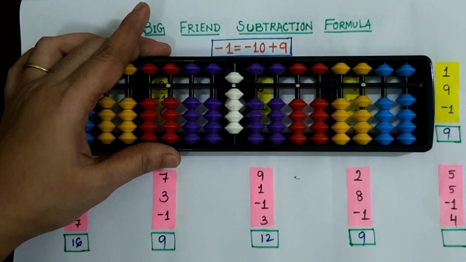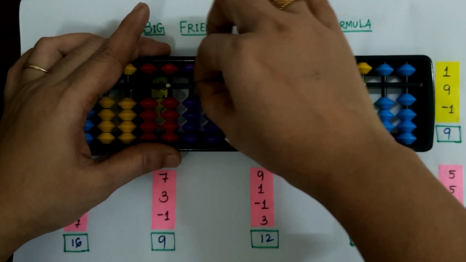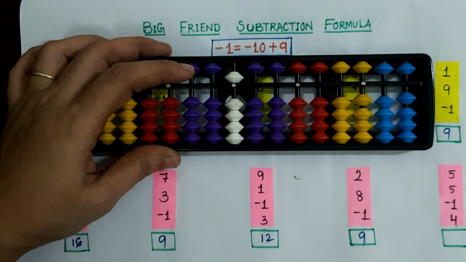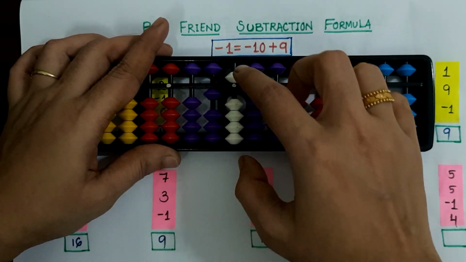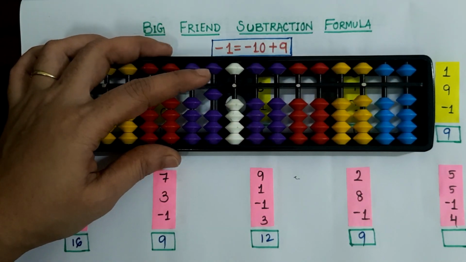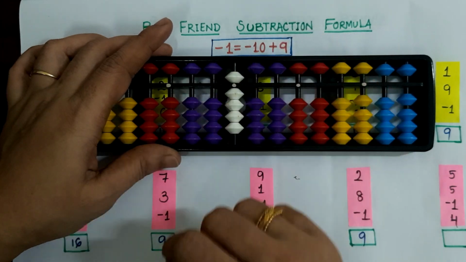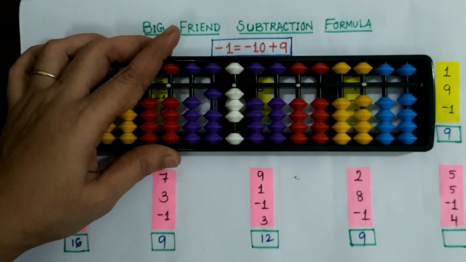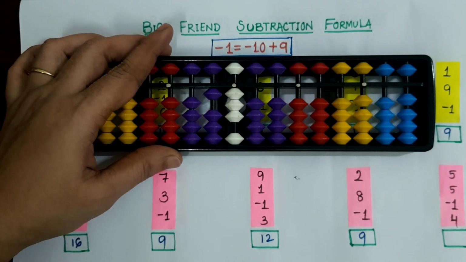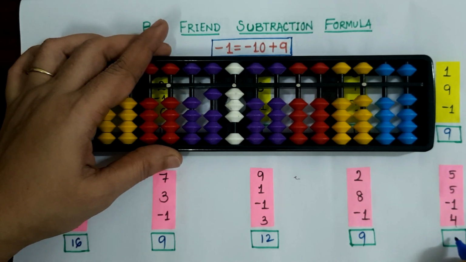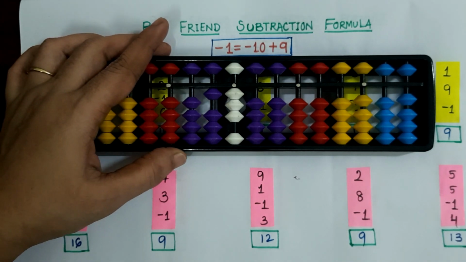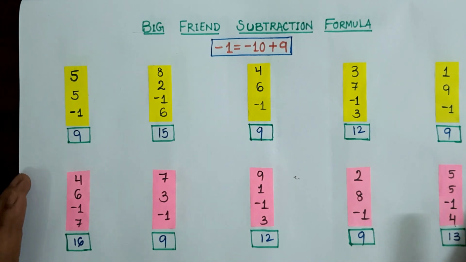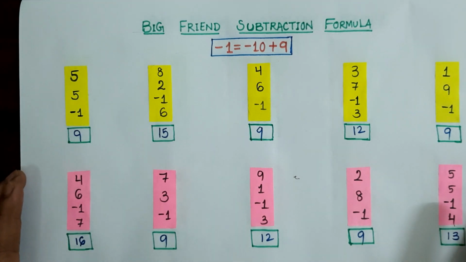The last sum is 5 plus 5 minus 1 plus 4. 5 plus 5 is plus 10 minus 5, minus 1 is minus 10 plus 9, plus 4 is plus 10 minus 6. The answer is 13. Here we have solved all the 10 examples based on the formula big friend subtraction of 1.